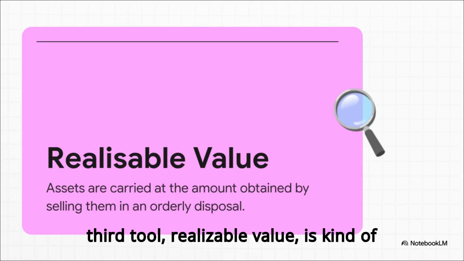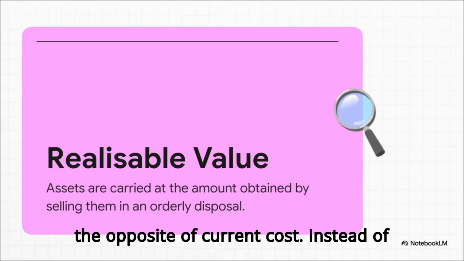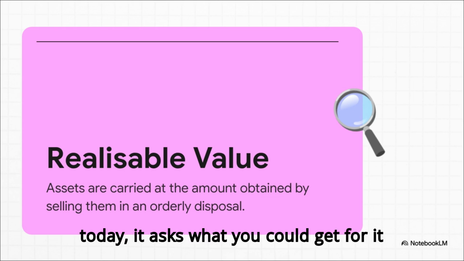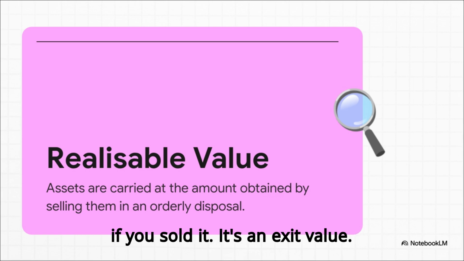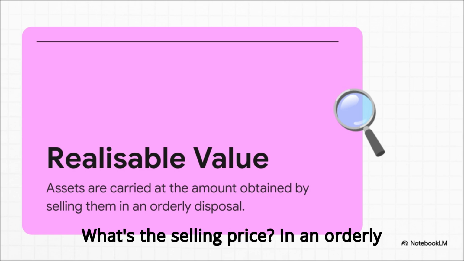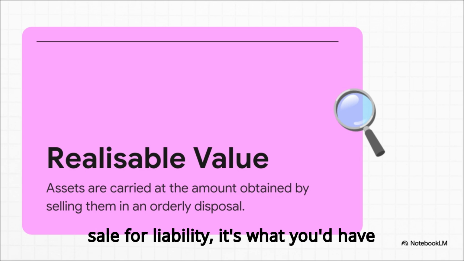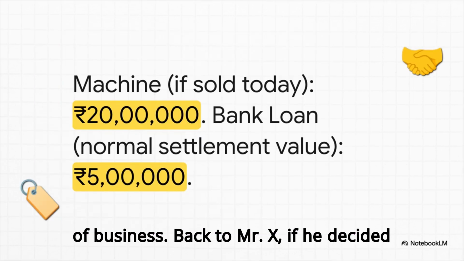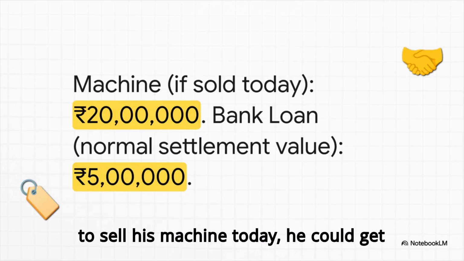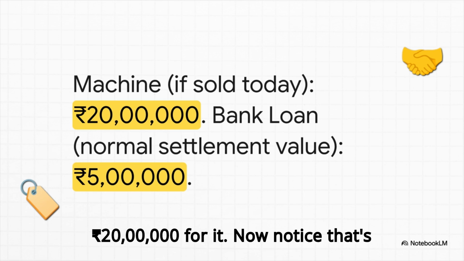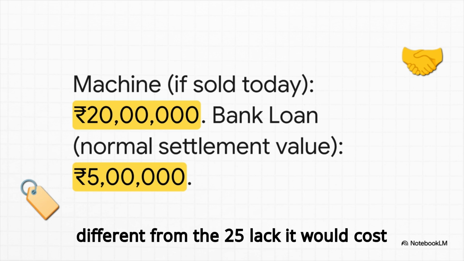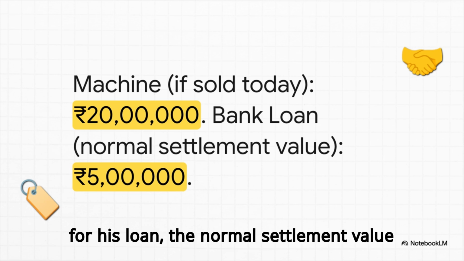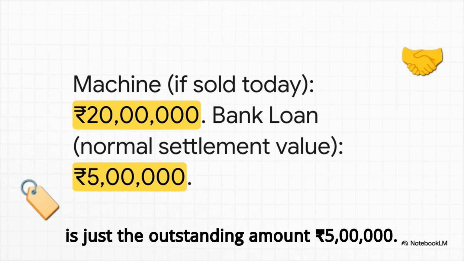Our third tool, Realisable Value, is kind of the opposite of current cost. Instead of asking what it costs to buy something today, it asks what you could get for it if you sold it. It's an exit value. What's the selling price in an orderly sale? For a liability, it's what you'd have to pay to settle it in the normal course of business. Back to Mr. X. If he decided to sell his machine today, he could get 20 lakh rupees for it. Now, notice that's different from the 25 lakh it would cost to replace it. Selling price and replacement cost are not the same thing. And for his loan, the normal settlement value is just the outstanding amount, 5 lakh rupees.